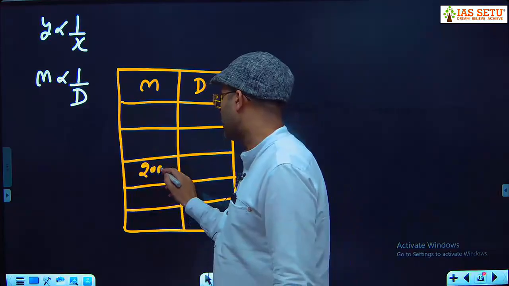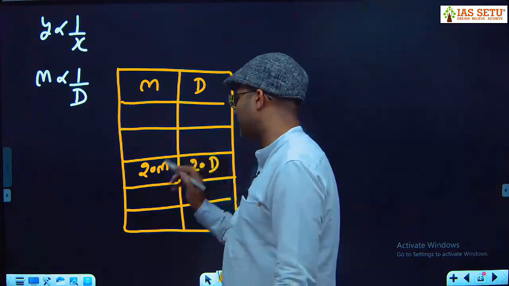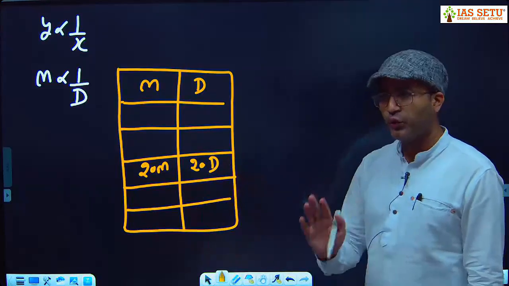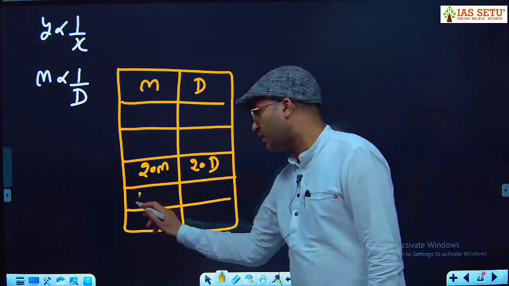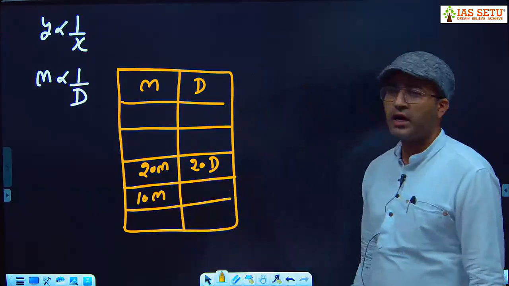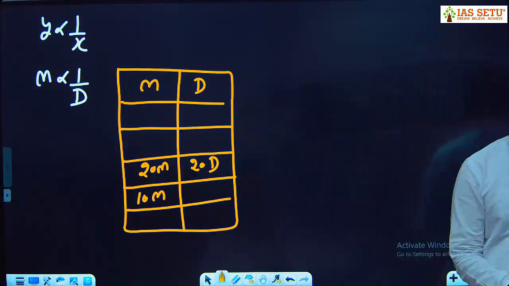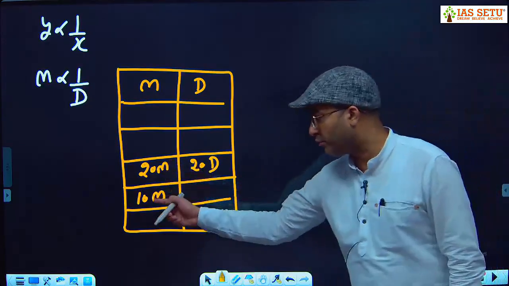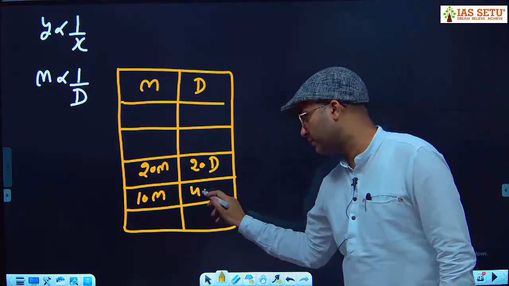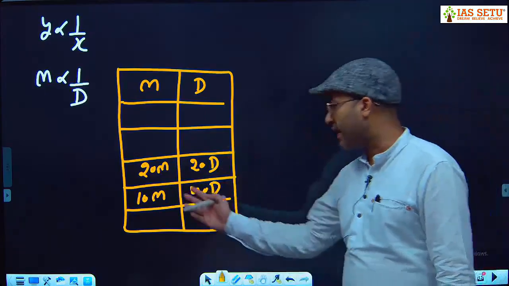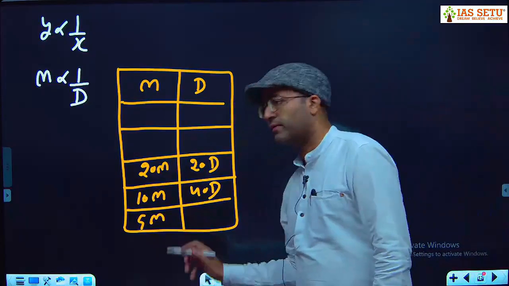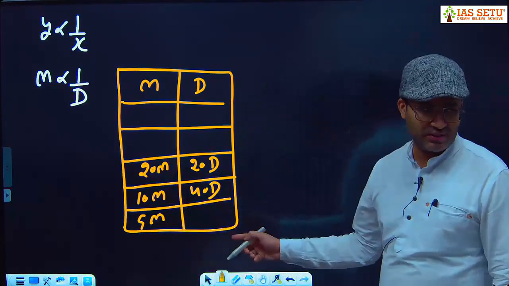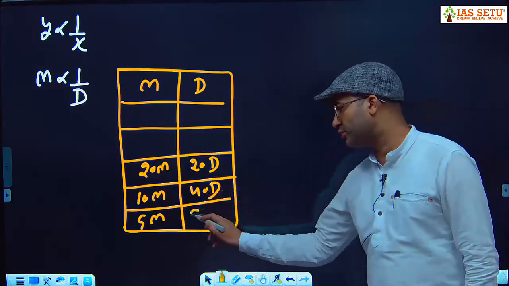20 men can do one work in 20 days. If 20 men can do one work in 20 days, then 10 men will take how many days for the same work? 40. Don't say 10. If number of men half, days will be double. 10 men 40 days, 5 men. This is half, 80. 40 to the 80.